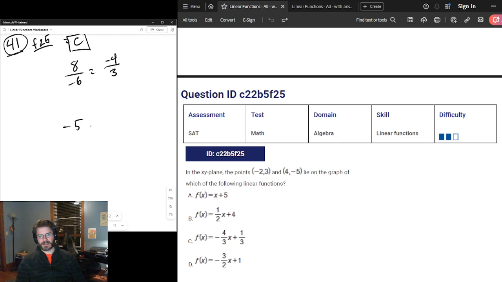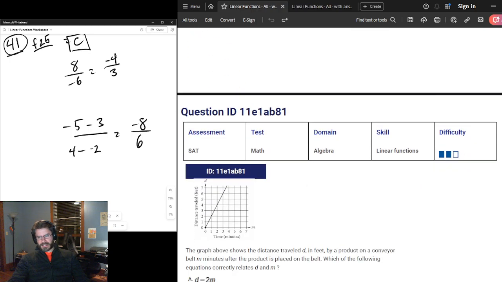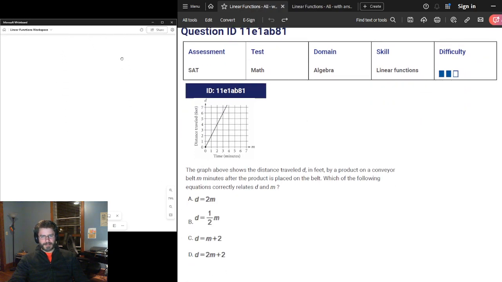So I'm going to do that out here. Negative 5 minus 3 divided by 4 minus negative 2. Negative 5 minus 3 is indeed negative 8. And 4 minus negative 2 is indeed 6. Negative 8 over 6 is indeed negative 4 over 3, giving us the answer of C. In my head, I did it kind of in a reversed way, but it works. If you've got a method that you're comfortable with for doing stuff like that, then have at it, man.